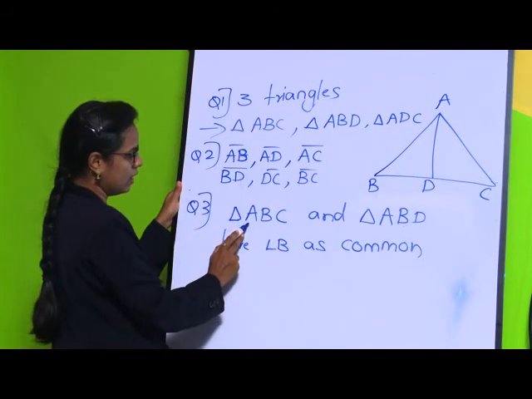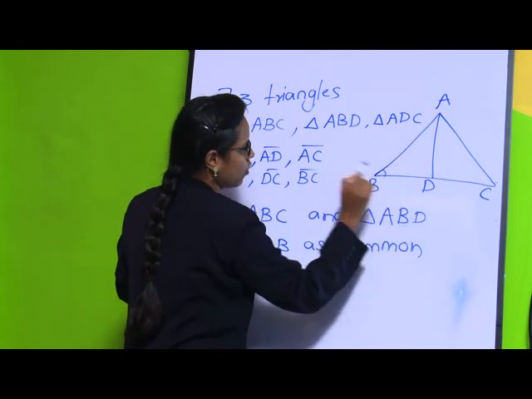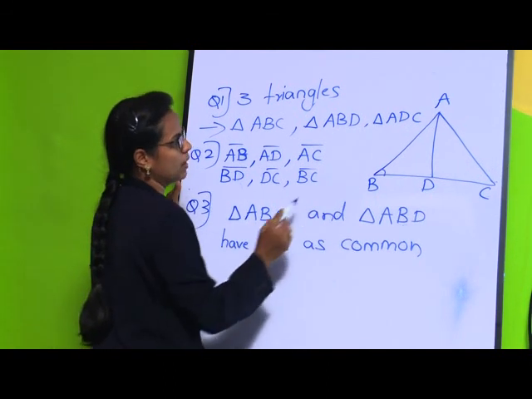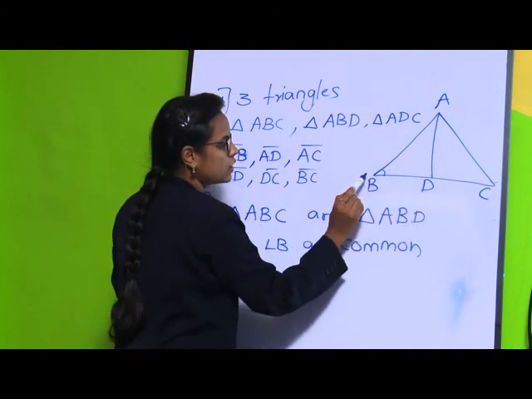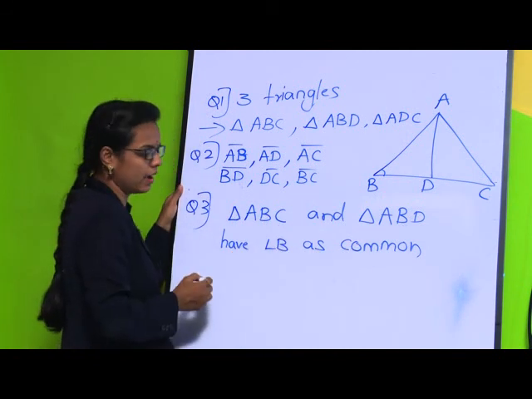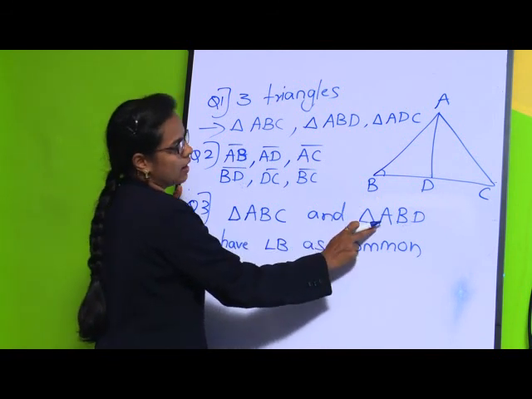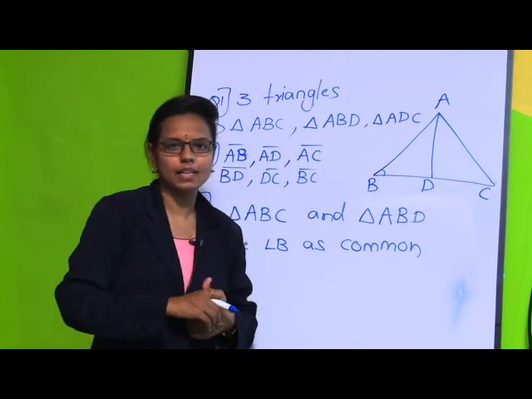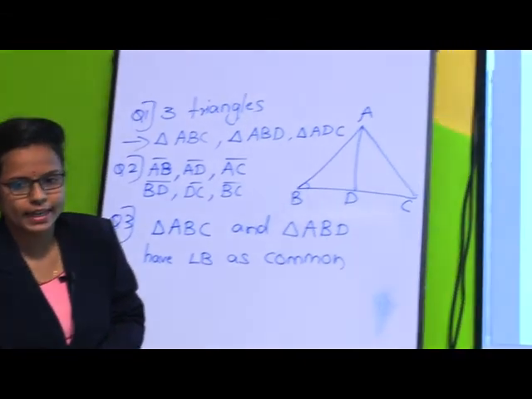First we will take triangle ABC, where the angle is formed at B, and we will take one more angle which has B common. So, angle ABD. So, again the angle is formed at B, in both the triangles. So, triangle ABC and triangle ABD have angle B as common. So, these were the questions from exercise 4.4.